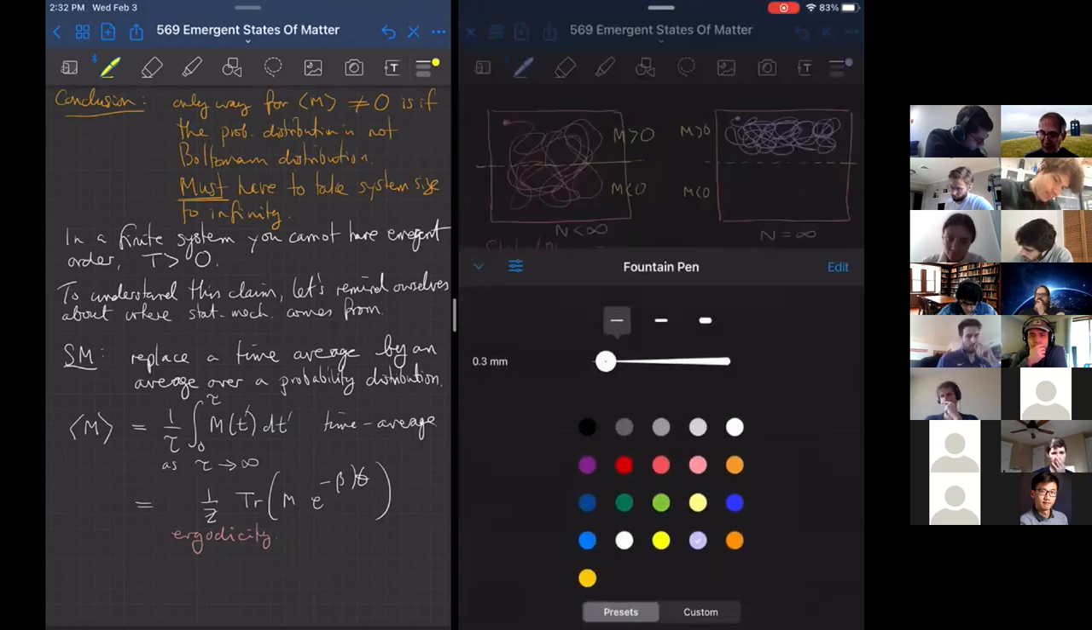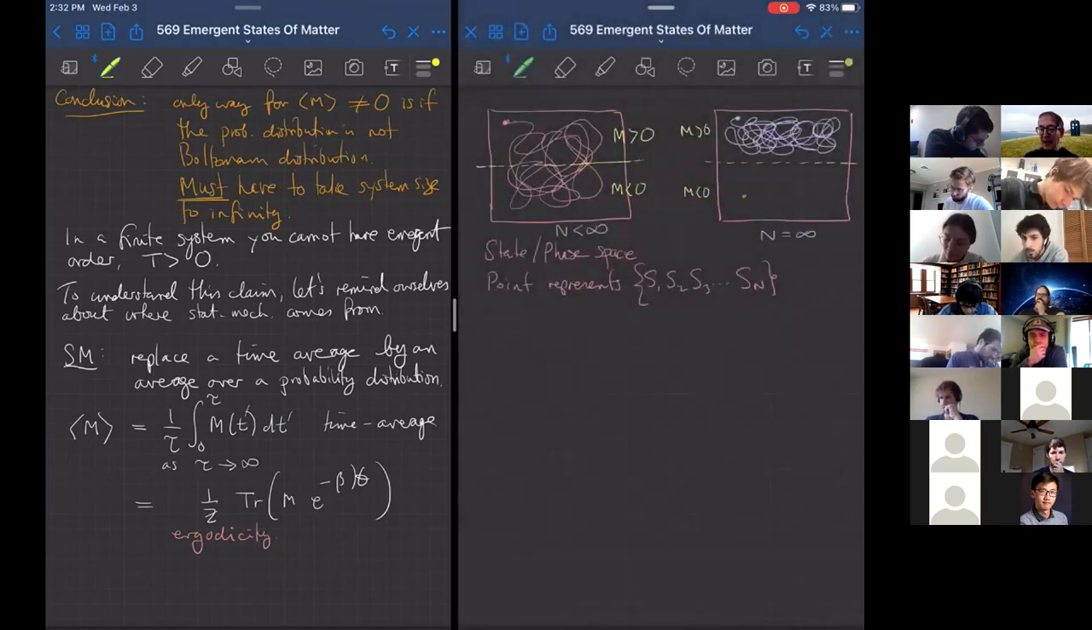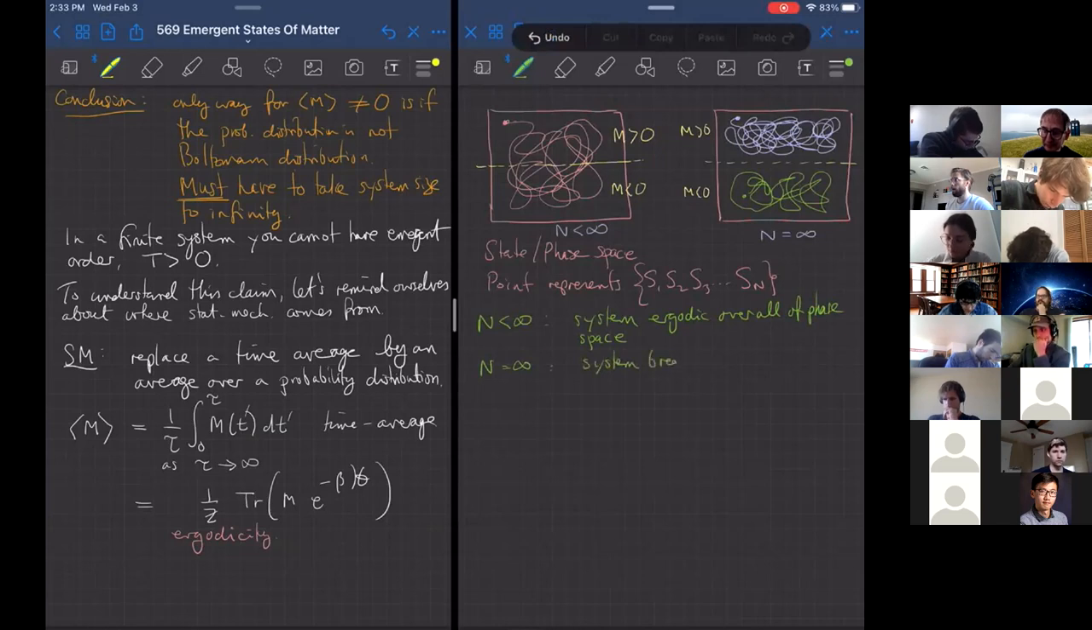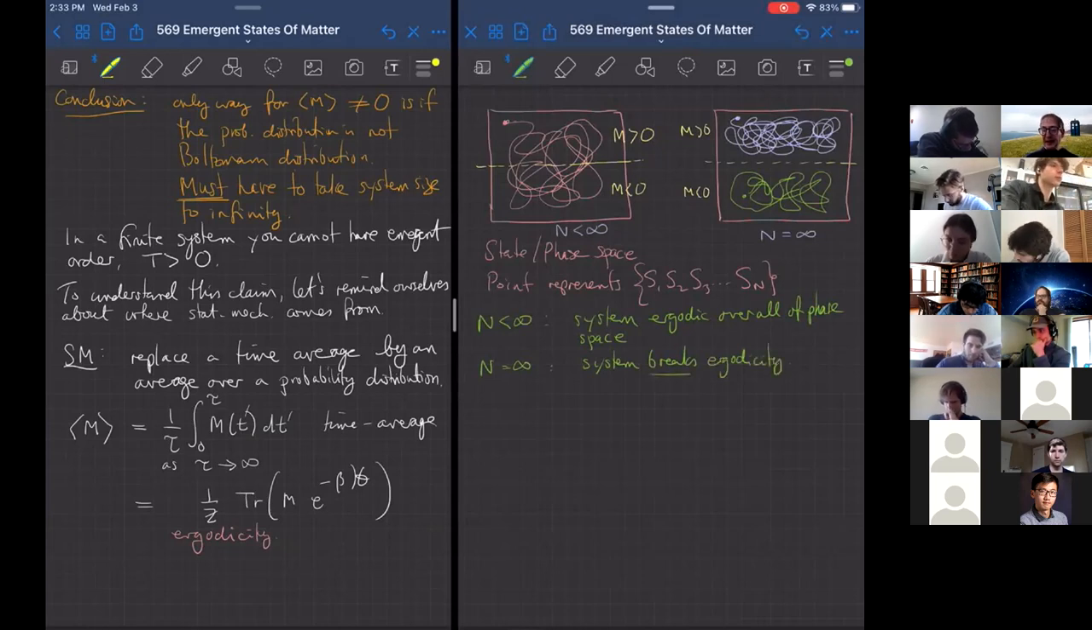Now, of course, I could also have started the system at, say, this point over here where m is negative, and if I had done that, then it would have wandered around in this space, and it would have stayed in this part of the phase space rather than the other part. So what we say then is that over here, for n less than infinity, the system is ergodic over all of phase space. And when n is equal to infinity, the system breaks ergodicity. And that's what we mean by saying that it only lives in one part of the space or the other.